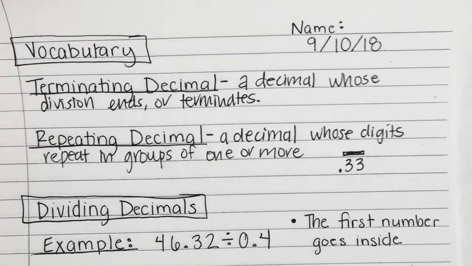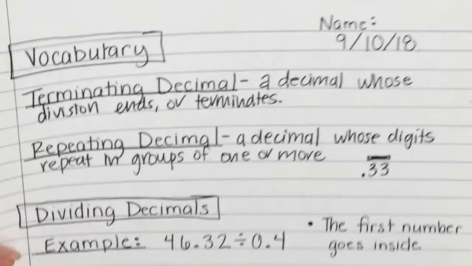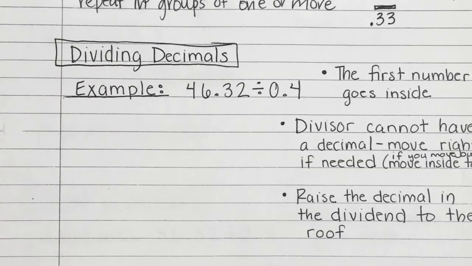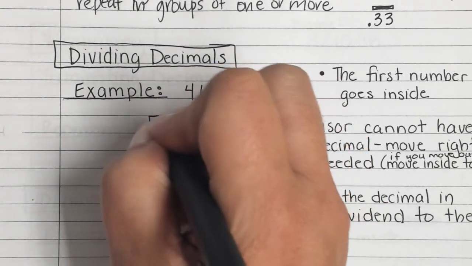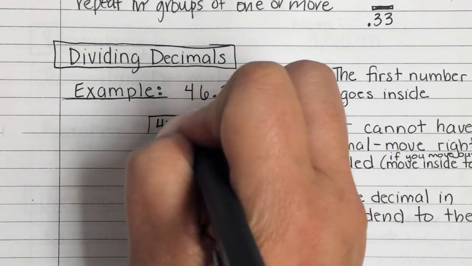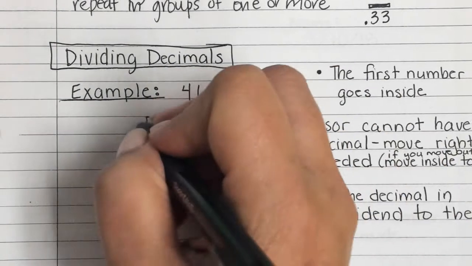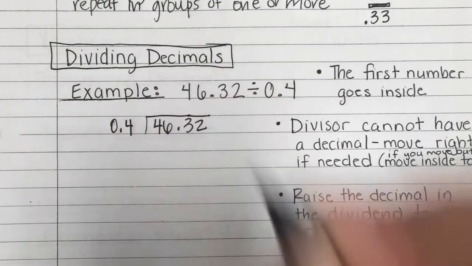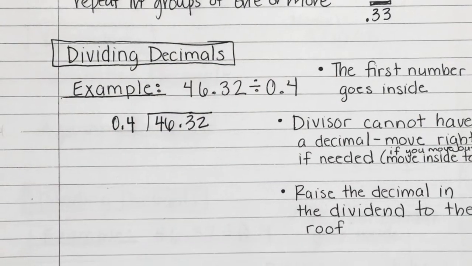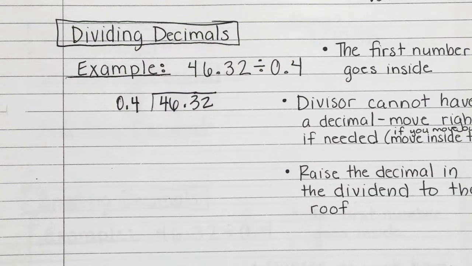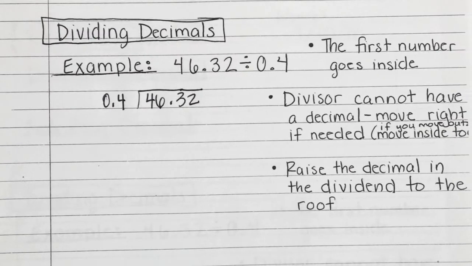Alright, here we go. Let's look at our first example together. Okay? So we have 46 and 32 hundredths, and that is divided by 4 tenths. Now, the crazy thing about dividing with decimals is, guess what? You can't divide with decimals. So with our divisor, what have we got to do?